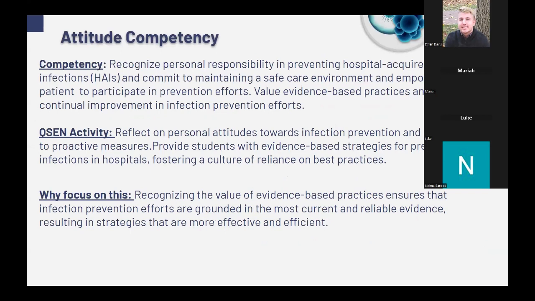So the attitude competence section is recognizing a personal responsibility in preventing hospital-acquired infection and committing to maintaining a safe care environment, empowering the patient to participate in prevention efforts, valuing evidence-based practice, and continuing improvements in infection prevention efforts. The activities reflect on personal attitude towards preventing infection and commit to proactive measures by providing you with evidence-based strategies to prevent infection in the hospital, fostering a culture of reliance and best practice.